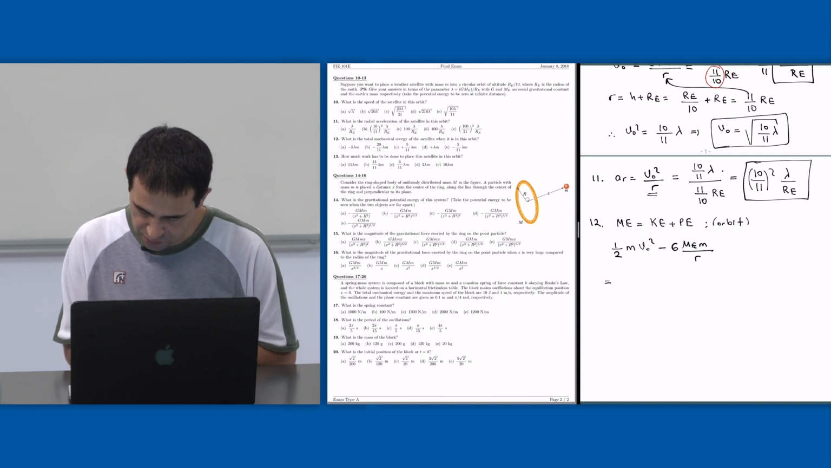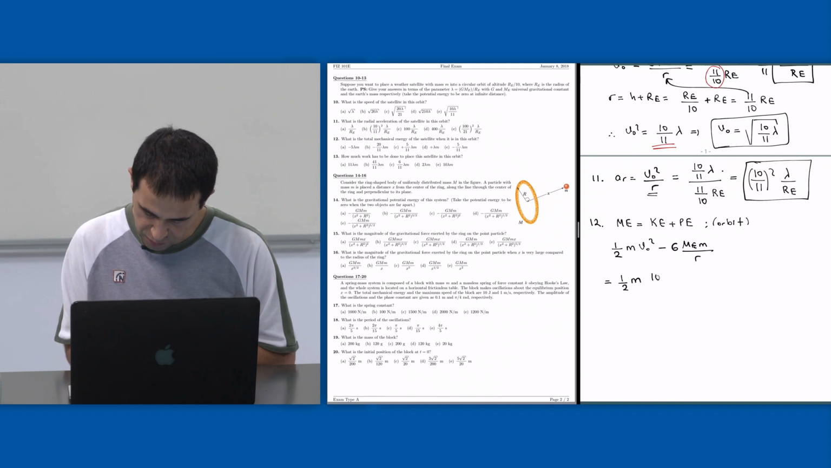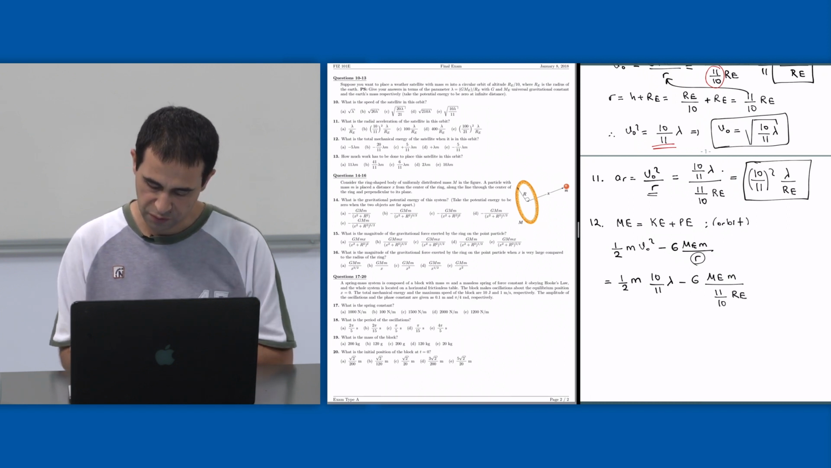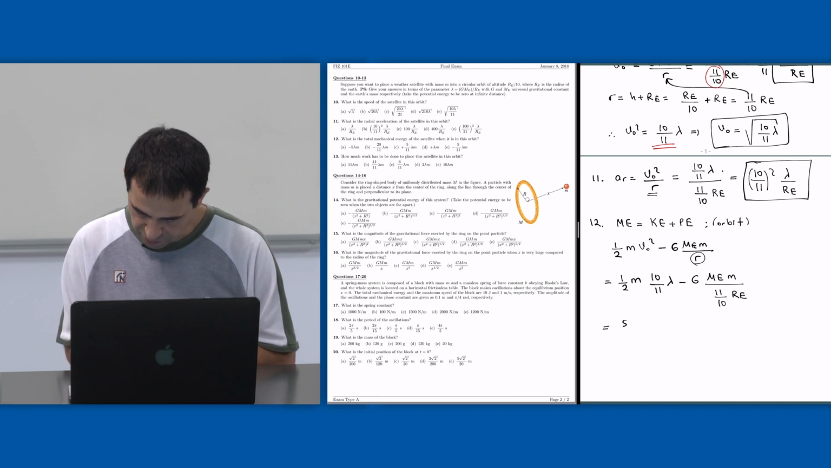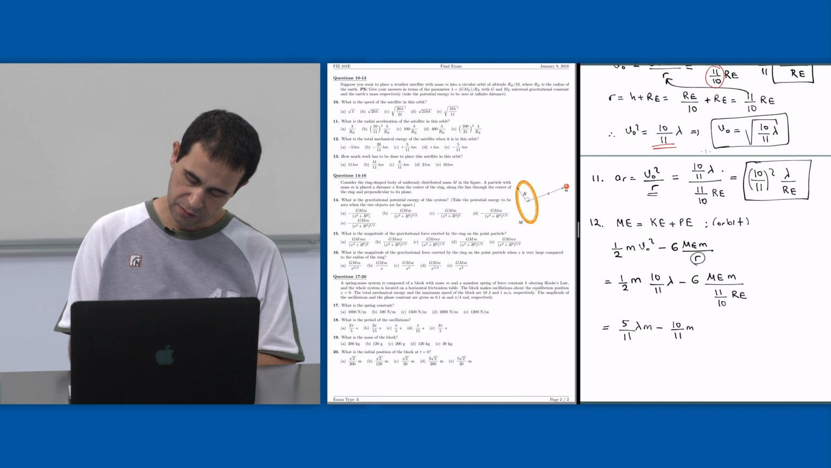So what is that? That's equal to 1/2 m, and we already know what v0 squared is. It's right here. Let's just put it. So that's 10 over 11 lambda, minus G times mass of the Earth times m divided by r, which is again 11 over 10 radius of the Earth. So if we just add them up, we get 5 over 11 lambda m minus. From here, I get 10 over 11 again. If I take 11 over 10 to the numerator, I get m times G mass of the Earth divided by radius of the Earth.